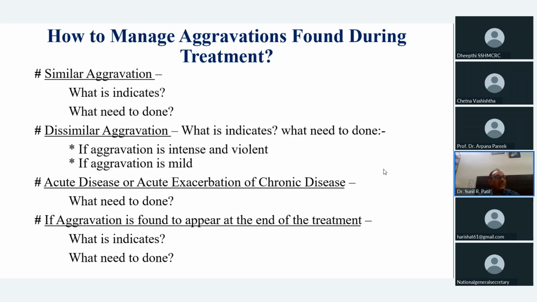This third category of aggravation that you can find in the course of treatment of chronic disease is either the breaking out of an acute disease, or an acute exacerbation of the chronic disease. At that time, what needs to be done? First point, in both conditions, treatment is to be done on the guidelines of acute disease management advised by Dr. Hahnemann in the sixth edition of the Organon of Medicine.